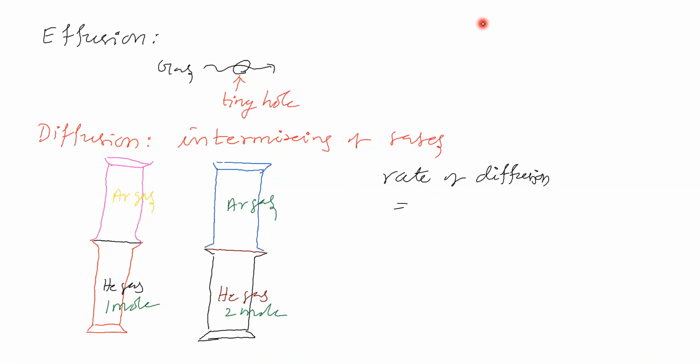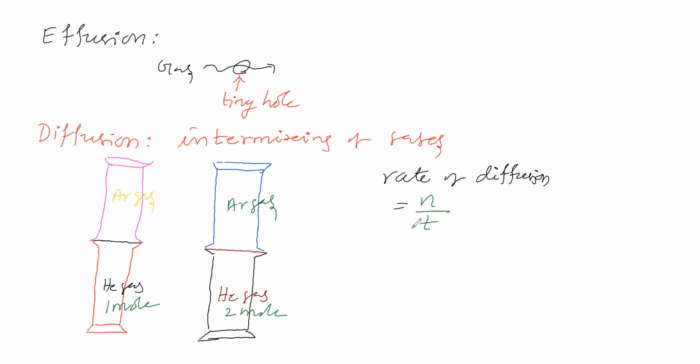Therefore, how do we define rate of diffusion? Shall we define rate of diffusion as a number of moles of gas diffused by time taken? So rate of diffusion is called a number of moles of gas diffused by time taken, like that we can say.